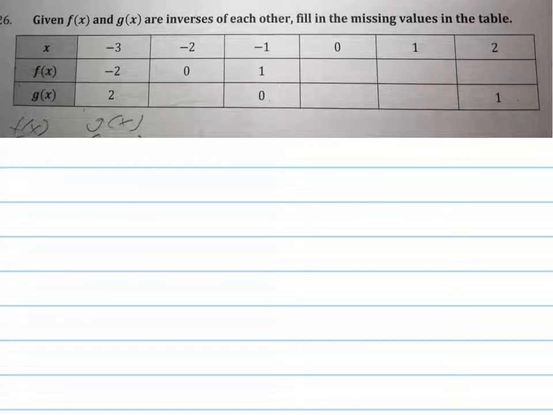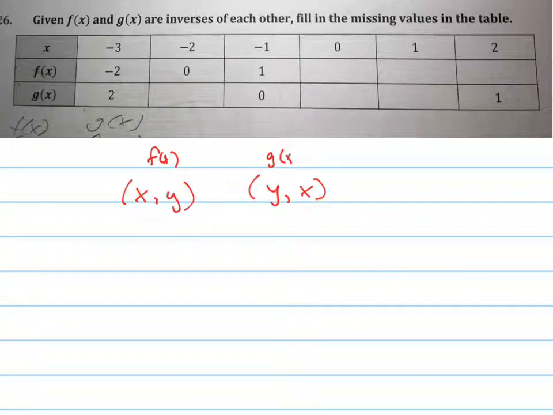All right, so we're trying to fill in this table, and they tell us that f of x and g of x are inverses. What that means is if (x, y) is in f of x, then (y, x) is in g of x. So we're going to look at the x value. So I have (-3, -2) is in f of x. That means (-2, -3) would be in g of x. Does that make sense?